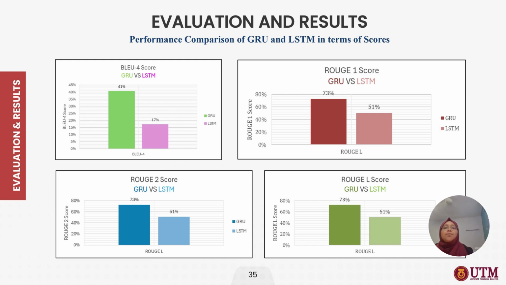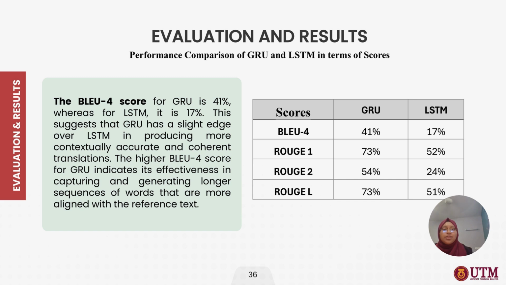These are the performance comparisons in terms of score. I'll delve more into it in the next few slides. These are the primary graphs for it. As you can see from the graph, we have tabulated the data, and here we can see that the GRU model outperforms LSTM in every score. In the BLEU4 score, GRU is 41% and LSTM is 17%, which means that LSTM is less effective in producing contextually accurate and coherent translations.